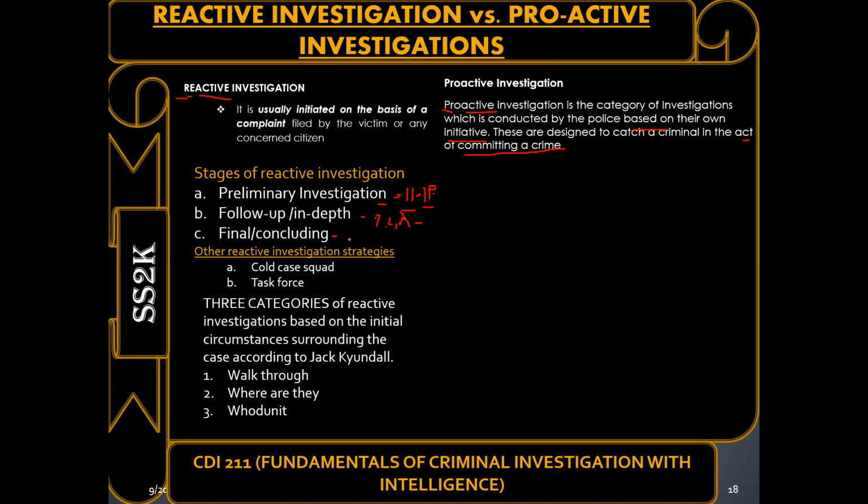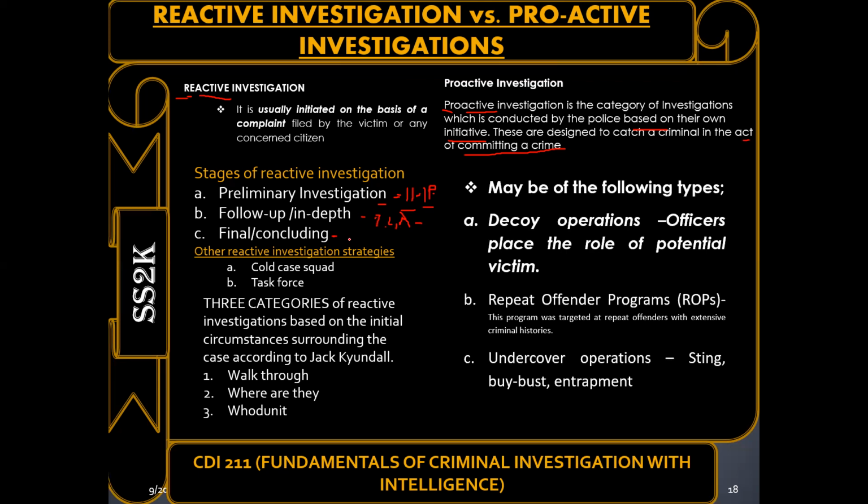Kung ang reactive investigation ay merong 3 stages at meron pong other investigative strategies, sa proactive investigation ay meron ding pamamaraan, no? At ito po, yung nga pong tinatawag natin na decoy operations. So what is decoy operations? Decoy operations, ladies and gentlemen, is part of proactive investigation wherein the police officers are playing as a potential victim, no? So decoy operations are of blending in decoy types.